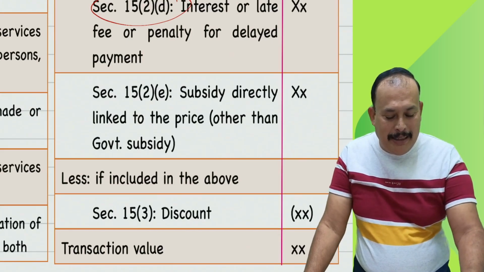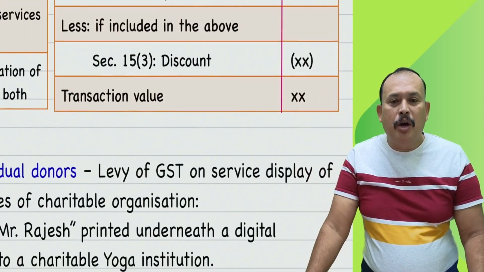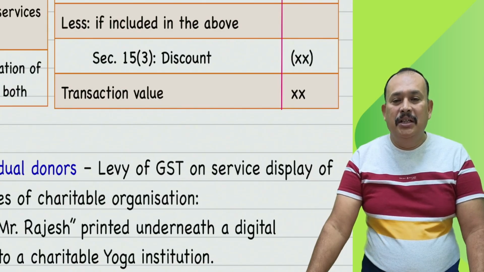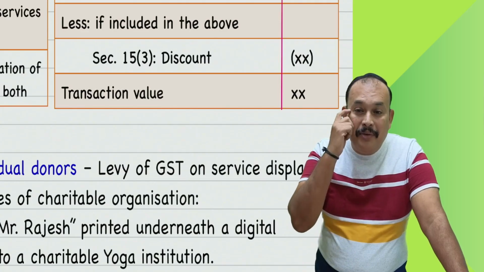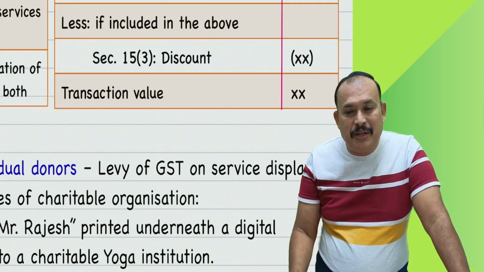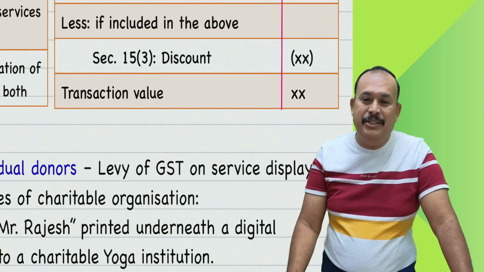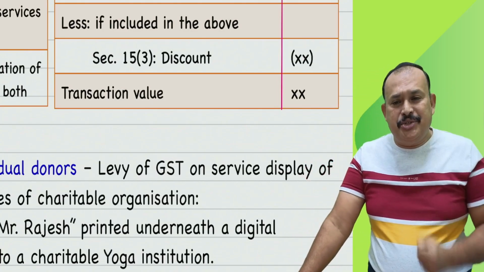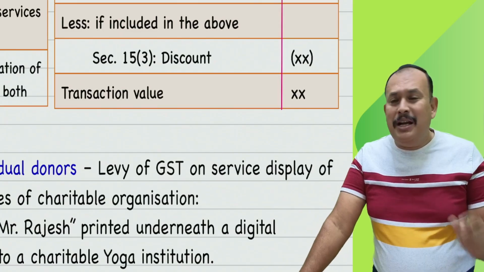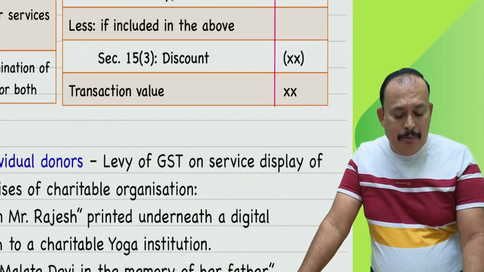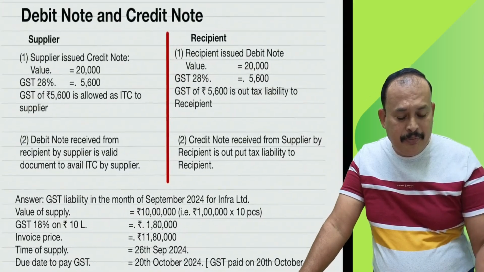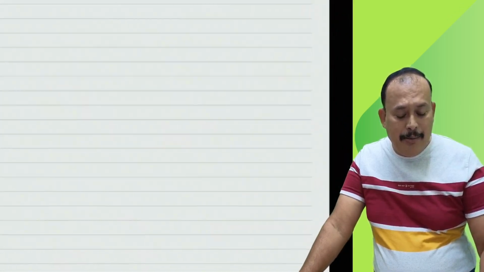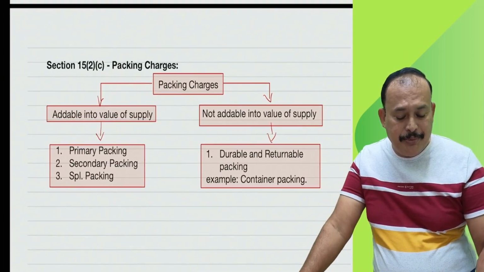Now come to the point. Section 15, subsection 3, discount. Discount is of a deductible nature from the value of supply. Discount is of a deductible nature. How to understand this? When you talk about discount, my dear, I will bifurcate the discount part in the following categories.